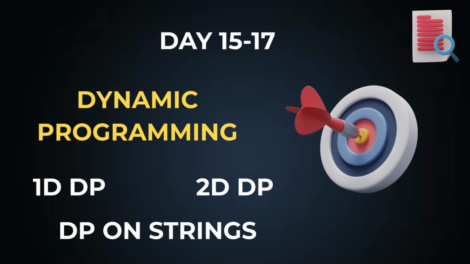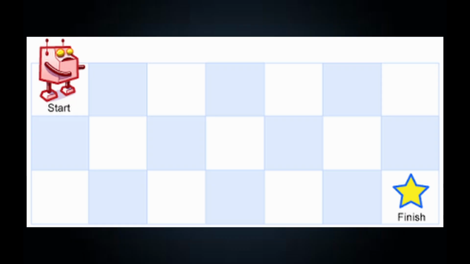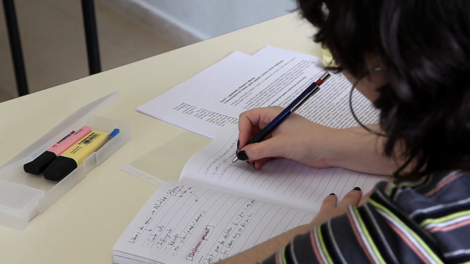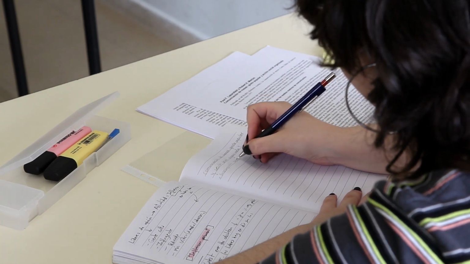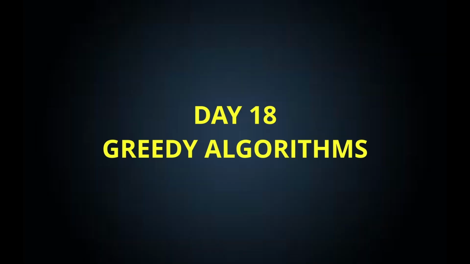You can get problems based on 1D DP like the 0-1 knapsack problem, unbounded knapsack problem and cutting rod. 2D DPs are basically based on matrices and strings. Now the standard dynamic programming problem when it comes to strings is LCS, the longest common subsequence. So identify these patterns and solve some problems based on these concepts to get familiar with 1D DP, 2D DP and DP on strings.